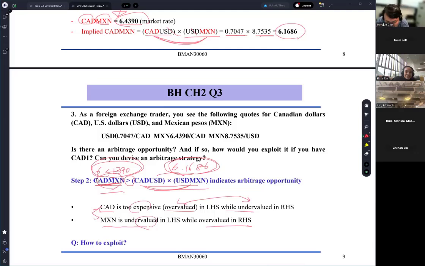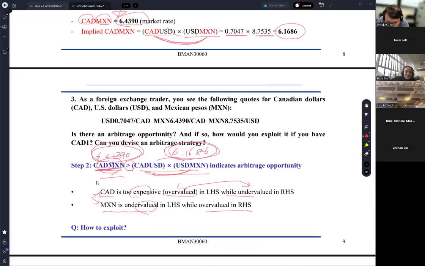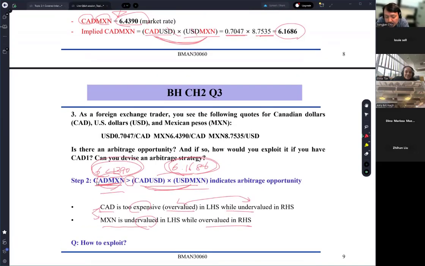So how do we exploit this? Always you have to sell at the higher price and buy back at the lower price. So you are going to use CAD 1. You have to sell this one at the higher price. CAD has a higher price here. So you have to sell CAD here to get Mexican peso. Or you could say something like this: for 1 Canadian dollar, you can get more Mexican peso. So you're going to sell Canadian dollar here to get more Mexican peso.